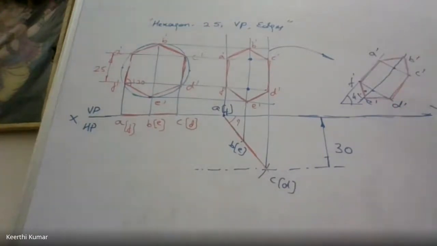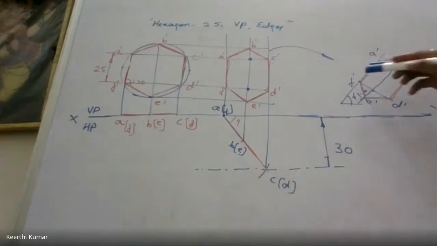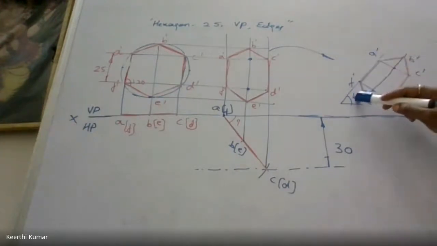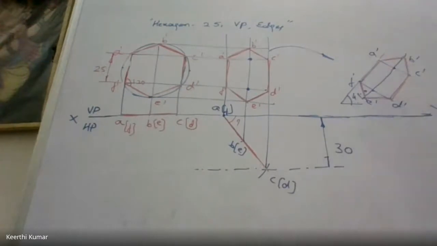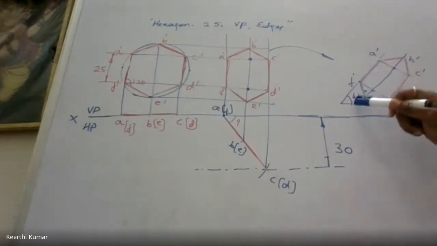Next, as usual, after this, see what is resting. I am resting AF on 45 degree line, not CD. If I rest CD, the problem will go wrong. Even though this will also be 45, the solution will be wrong. Because he has given in the question that the side on which it rests, AF, should be 45 degree.